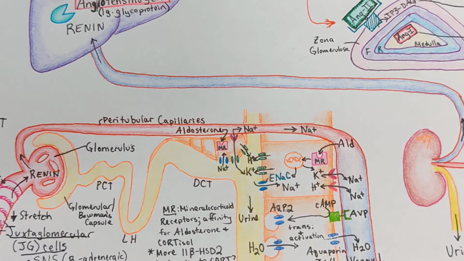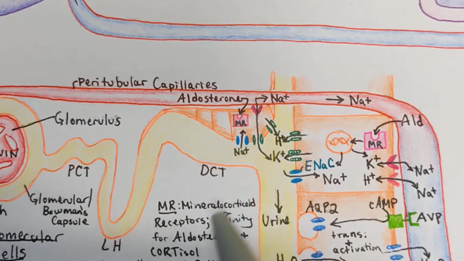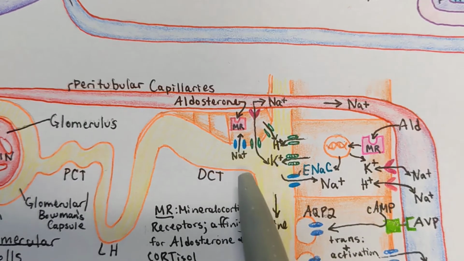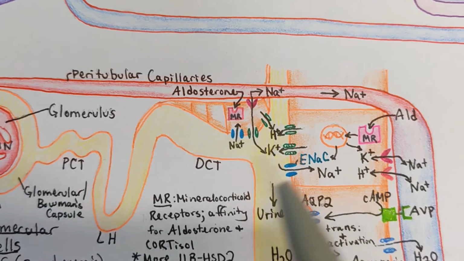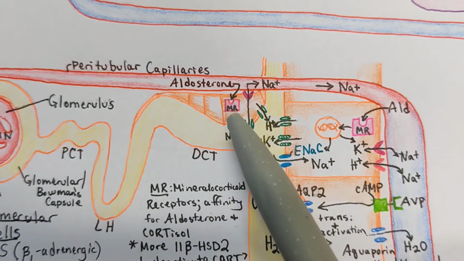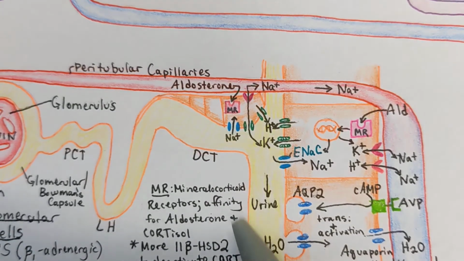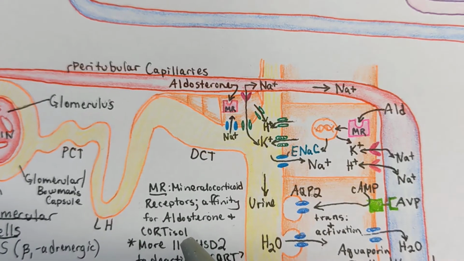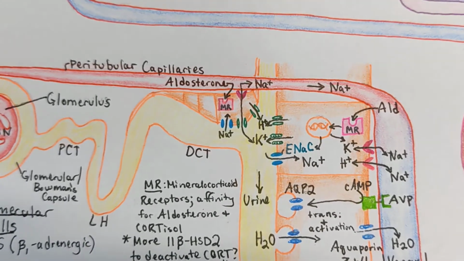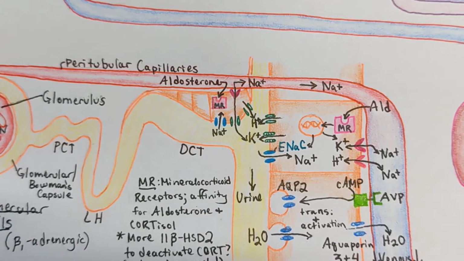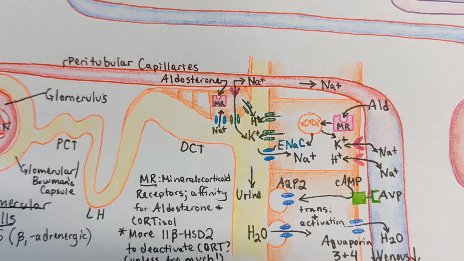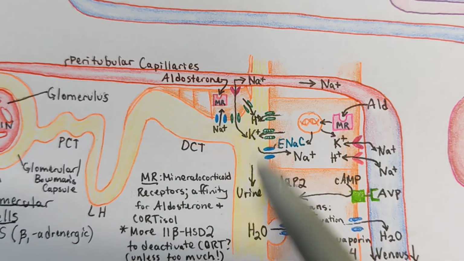So what exactly happens? Let's start with aldosterone. Aldosterone is going to bind to mineralocorticoid receptors within the distal convoluted tubule cells, as well as over here in the collecting duct cells. Now, mineralocorticoid receptors have about an equal affinity for both aldosterone as well as cortisol. So any of these steroid hormones have the ability to trigger the response I'm about to talk about in the distal convoluted tubule cells. We know that there's a lot more cortisol in the blood than there is aldosterone, and so cortisol does have the ability to trigger this effect.